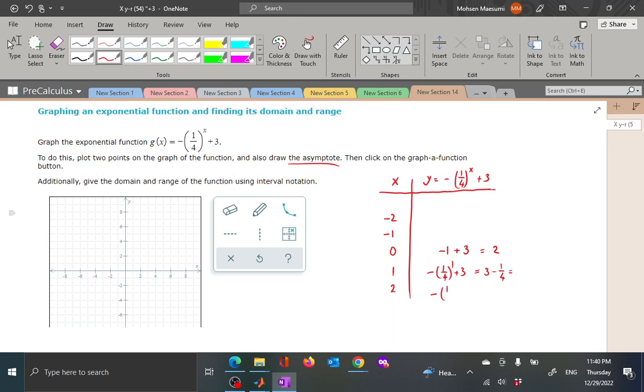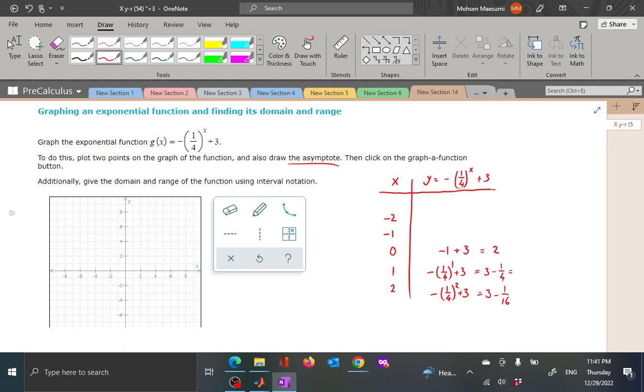Next number, minus a quarter to the power of 2 plus 3. At this stage you need to be careful with your calculations, and if you are doing it by hand or with a calculator, you have to be clear about what's going on here. So it's a quarter that is being squared. After that, this whole thing becomes negative, and then you're adding it to 3. So it just becomes minus 1/16. The minus is not being squared, so it becomes minus 1/16 plus 3, or let's write it like this, 3 minus 1/16.